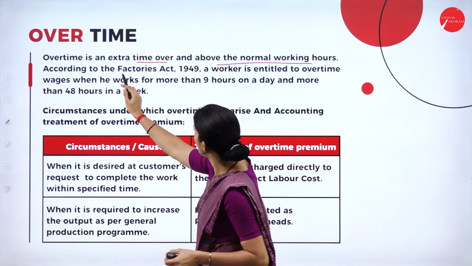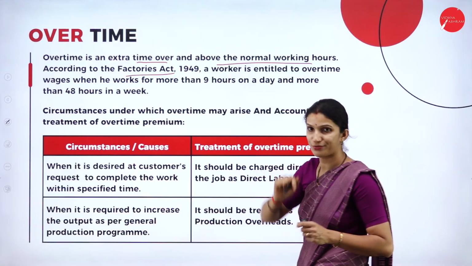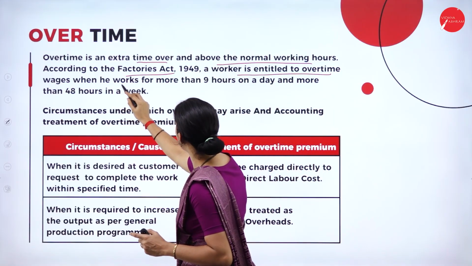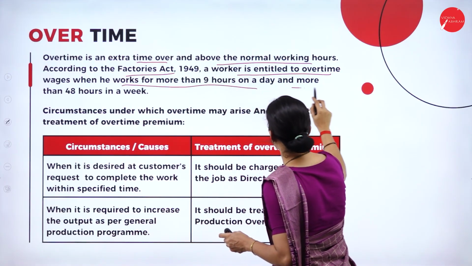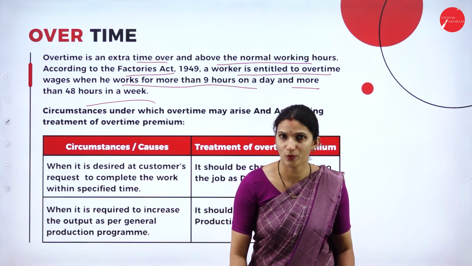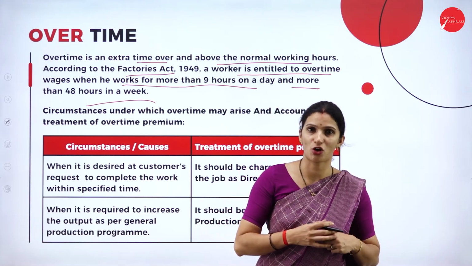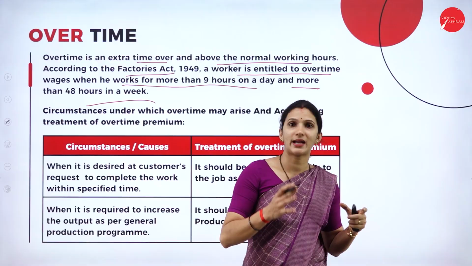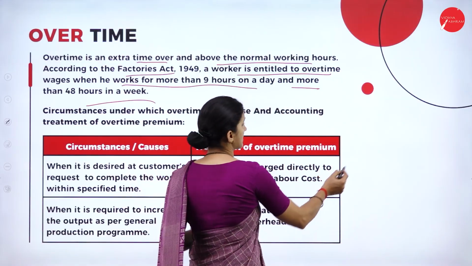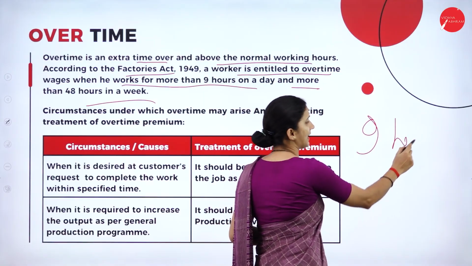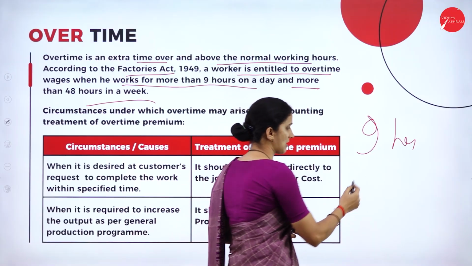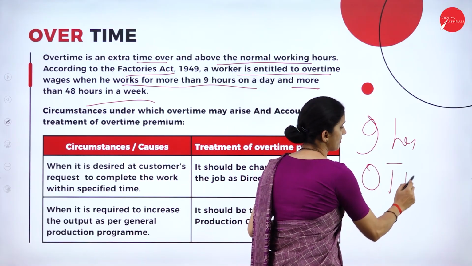Here, according to the Factories Act of 1949, a worker is entitled to overtime wages if he works more than 9 hours in a day and more than 48 hours in a week. That means if any employees work more than their normal working hours, they will be entitled to get the overtime wage. Here, normal working hours in a day are fixed at 9 hours. If any employee works above that, he will get the overtime wage.